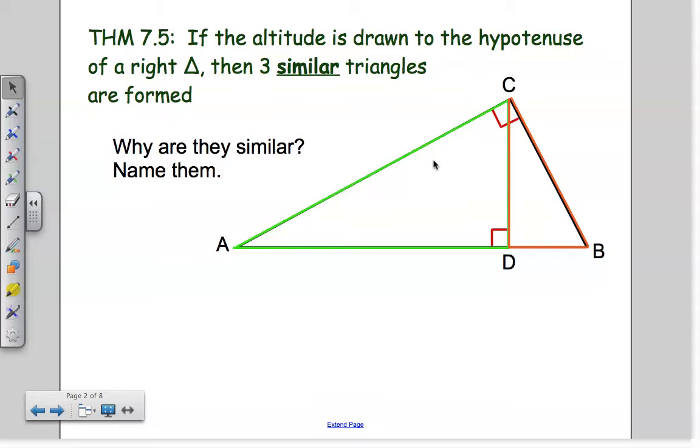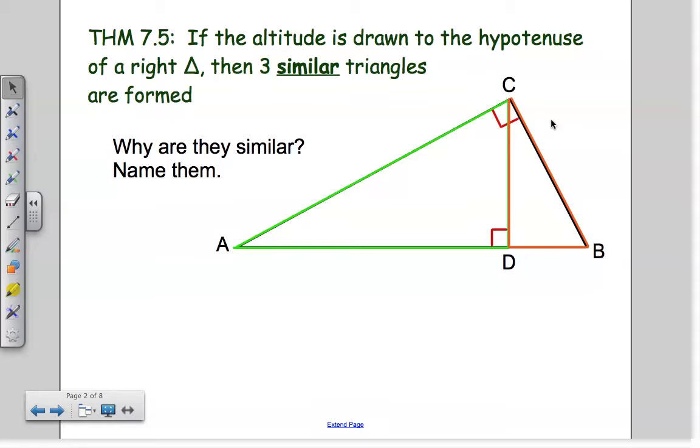Now they only need one other angle to be similar. Remember that angle-angle similarity is enough to show that triangles are similar if you have two congruent angles. Well, look at the green triangle compared to the big triangle. They have an angle in common. They share an angle. This green triangle has angle A. Doesn't the big triangle also have angle A? So now you have angle-angle similarity between the green triangle and the big triangle.